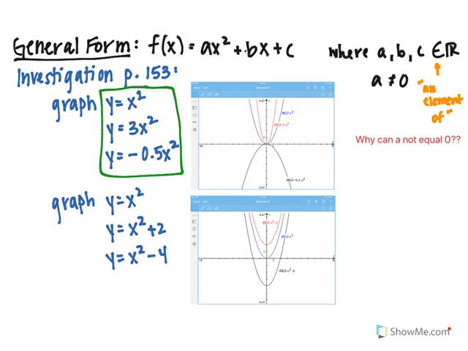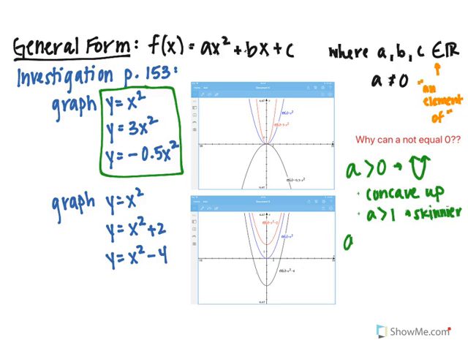So we're going to write down what these different values do and what we can find from these different values. All right, so our a value, if a is bigger than 0, a couple things happen. We're facing up, which means that we are concave up. And if it is bigger than 1, in particular, that means our graph gets skinnier.